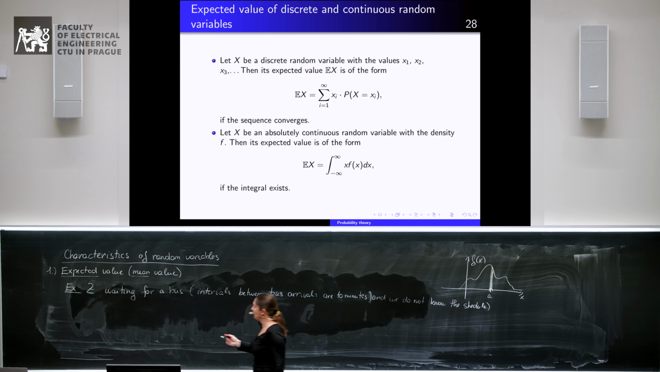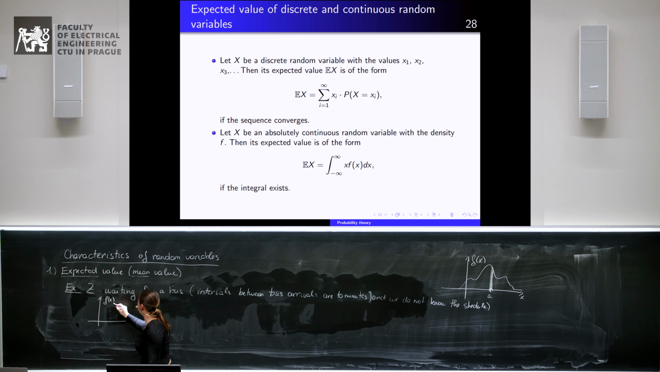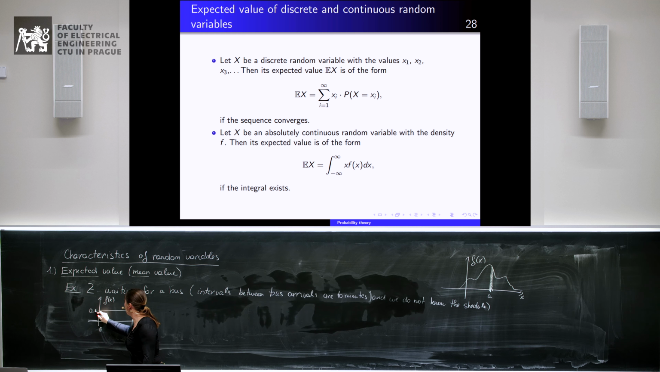Then, as I drew a few minutes ago, the density is such a function. It is 0 out of the interval from 0 to 10, and it is equal to 0.1 in the interval between 0 and 10.